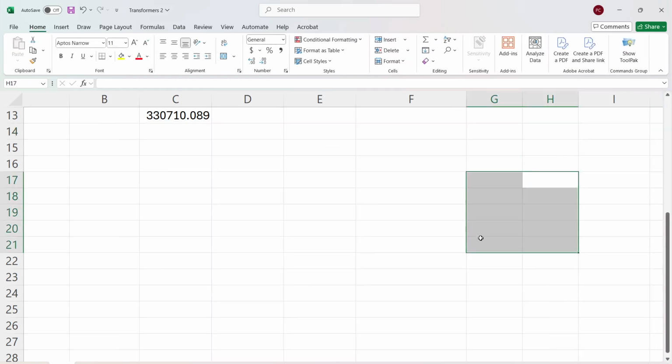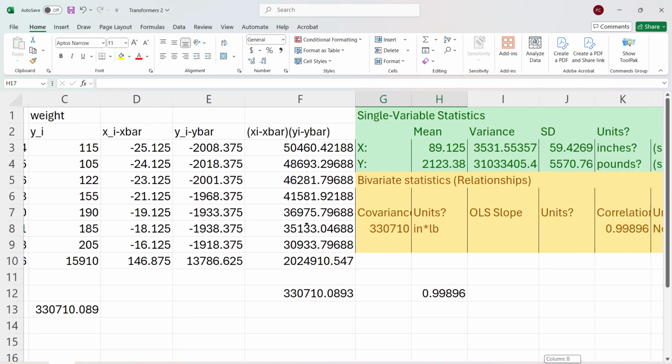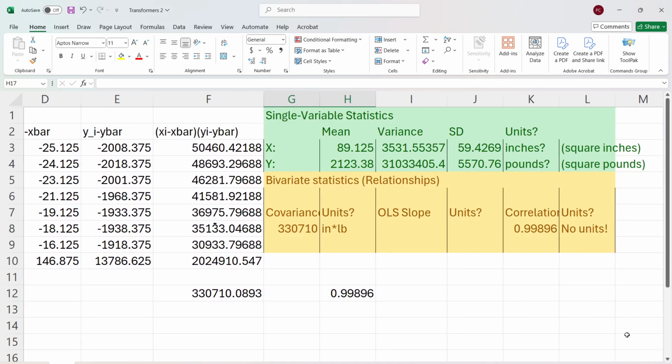Let me see if I can calculate that myself, since I think we have all the tools we need. I've got the covariance. I've got the variance of x, which is right here. So let's see. OLS slope should be equal to the covariance divided by the variance of x. Wish me luck. This needs to be something like 93. We got lucky. The slope is 93. So on average, for each additional inch of height, the people in this sample weigh 93 more pounds. That's a lot more than the relationship between height and weight for regular people, but one of these people is a giant robot from space.